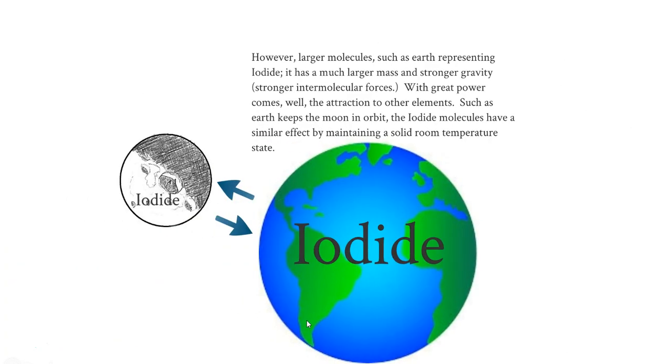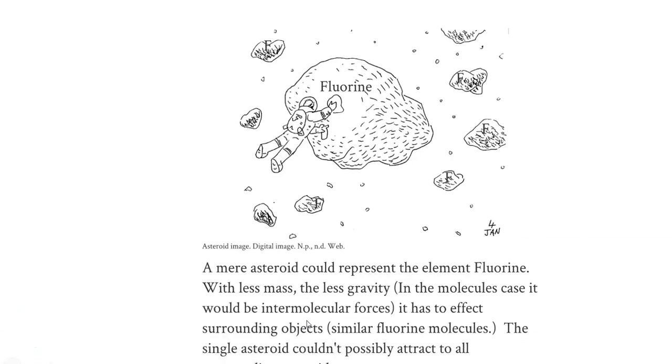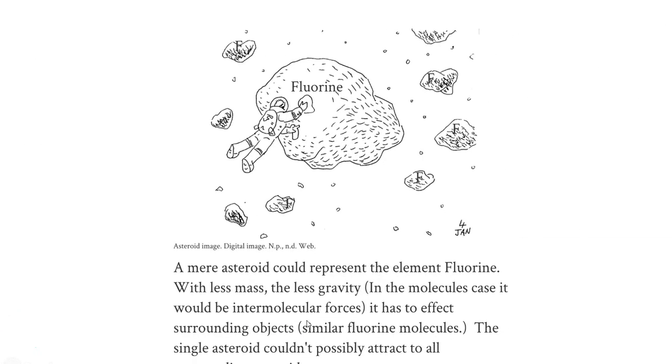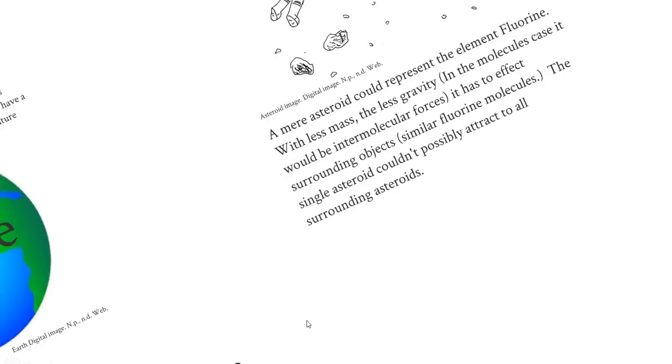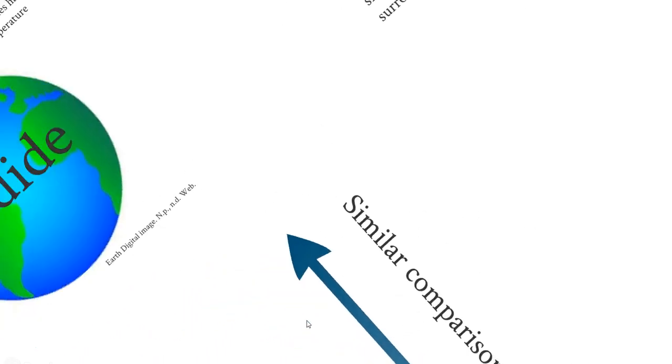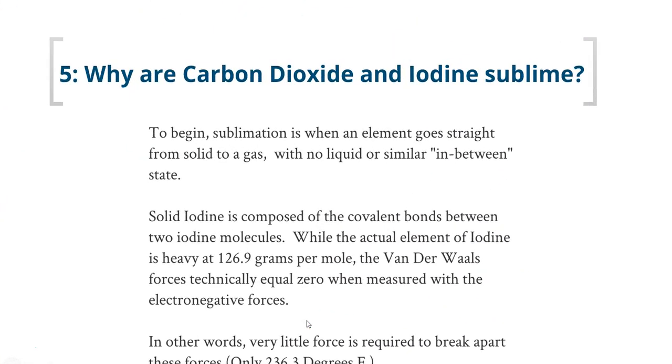And this is another example where we're trying to say, oh, the gravity of an asteroid. So fluorine is an asteroid, and it doesn't have enough mass to pull in all the other ones. Though, eventually, theoretically, it could. Everything's affected. I don't know that I like that analogy. Alright, and this one's iodine. Iodine is the moon moving.